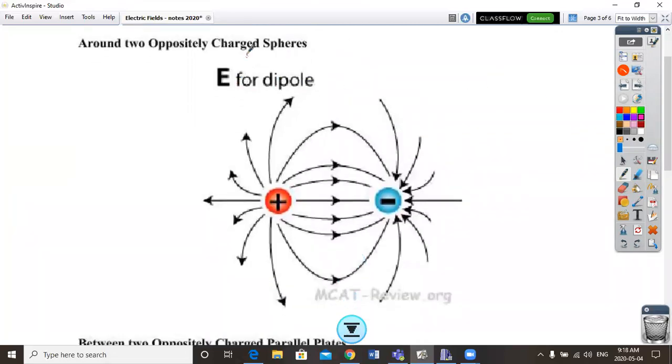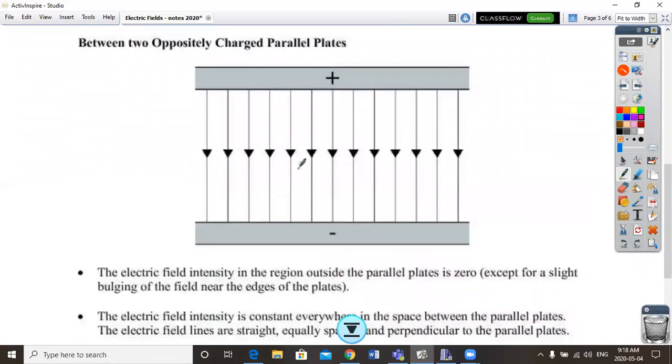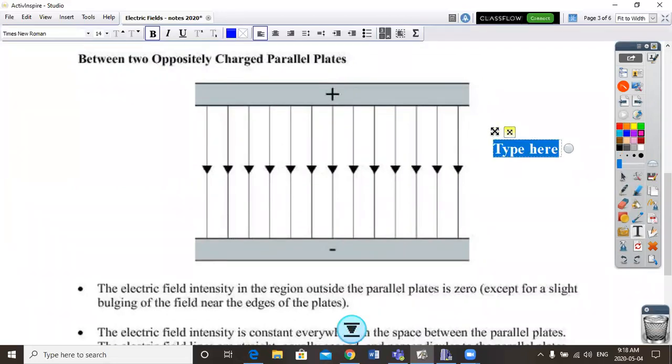If you have a dipole where there is oppositely charged, plus minus or minus plus, again, notice it goes from plus to minus, okay? And there is some bending of the field lines. And remember the parallel plate apparatus, charged parallel plates, which we'll get into more detail later on, but this is a uniform electric field, which means the field lines are evenly spaced out. Again, going from the positive plate to the negative plate.